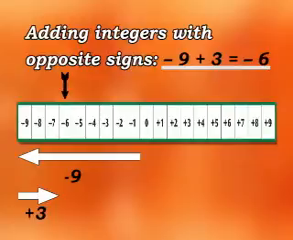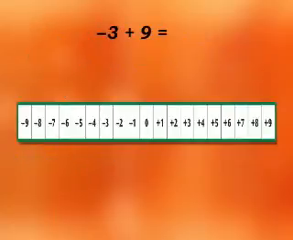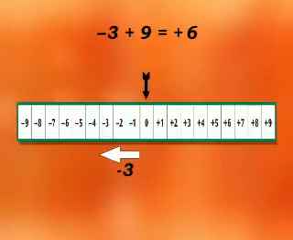Let's go on. Here's another example. Minus 3 plus 9 equals plus 6. Let's look at the number line. Start with 0 and let's mark minus 3. Minus 1, minus 2, minus 3.